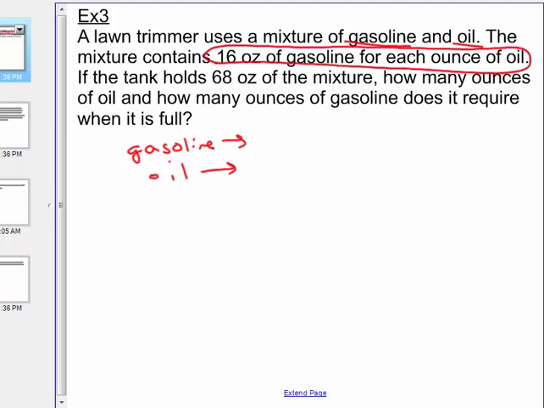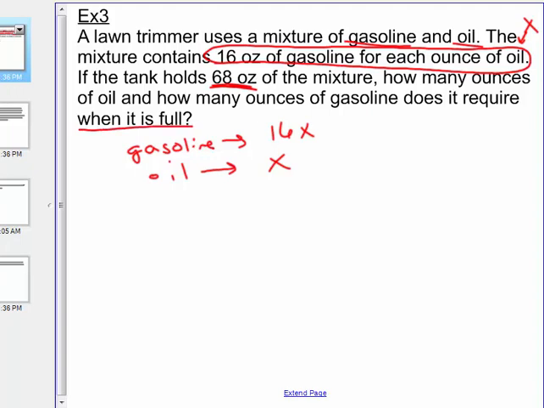So if I had 16 ounces of gas, I'd have 1 ounce of oil. What if I had 2 ounces of oil? How much gas would I need? Well, I need 32. What about 5 ounces of oil? Well, it'd be 5 times 16. So I don't know how much oil I have. I'm going to use x. But I do know that the gasoline is 16 times as much. So that's where I get the 16x from.